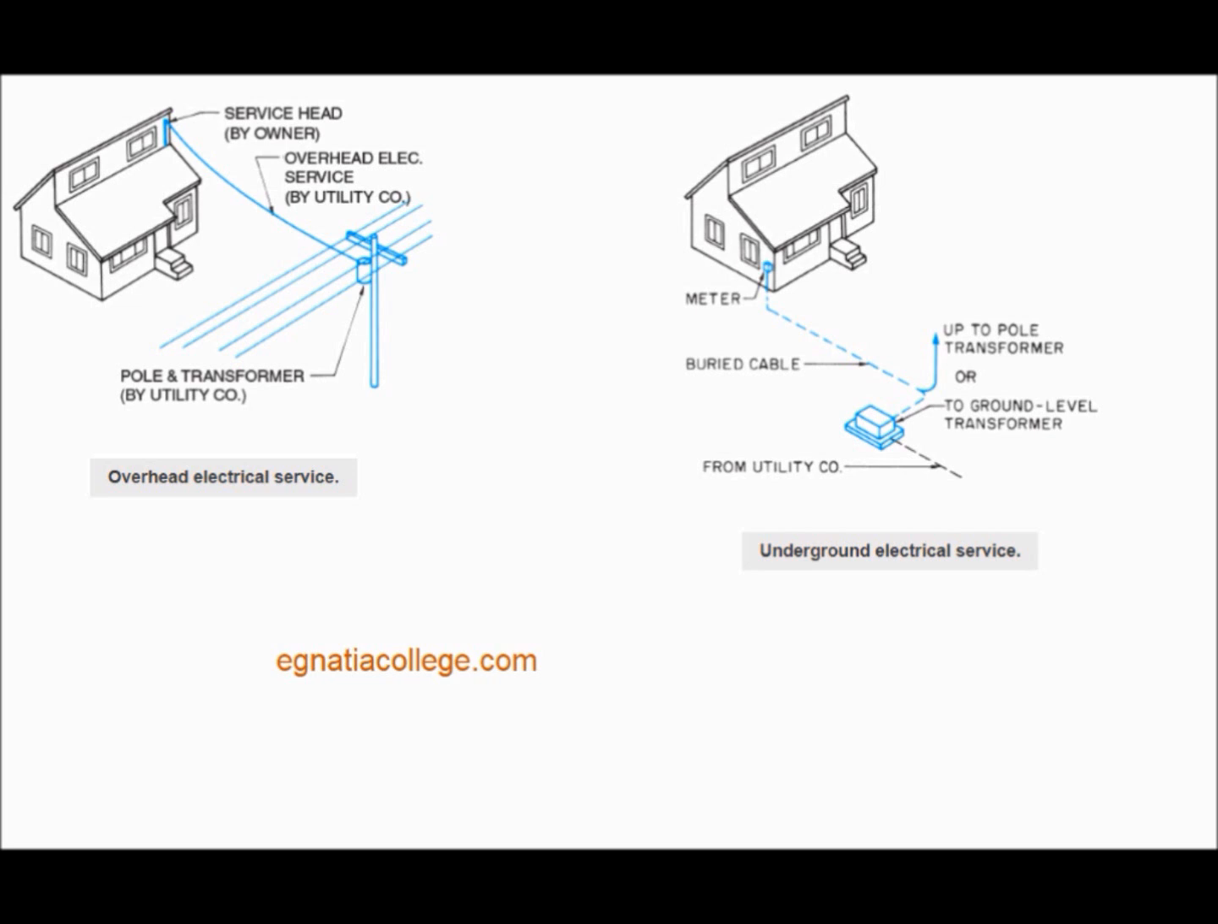In an underground service, the cable is buried. Although electrical service is a site utility, it is not usually installed until the building is enclosed. The electrical service to residential and small commercial buildings is similar, as explained in this picture. This type of service has only one distribution point, the main electrical panel.